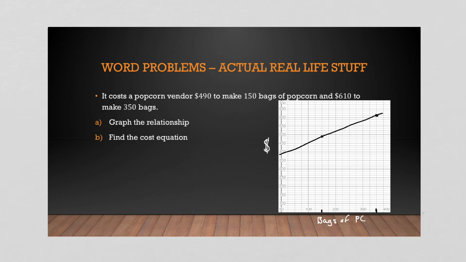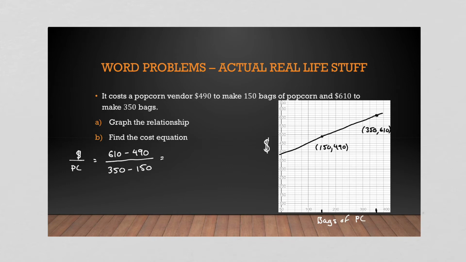So find the cost equation. Well, the cost equation, we're going to need the slope, because the cost equation is going to be our slope-intercept again, right? So we have y2 minus y1. So what are our points? Well, we have 350, 610, and we have 150, 490. So for our slope, which is going to be dollars per popcorn, right, we have 610 minus 490 over 350 minus 150.